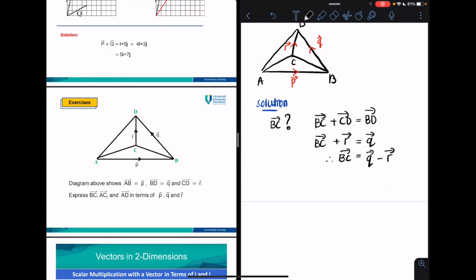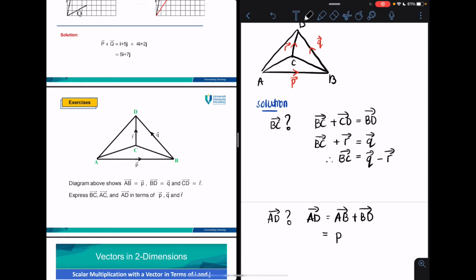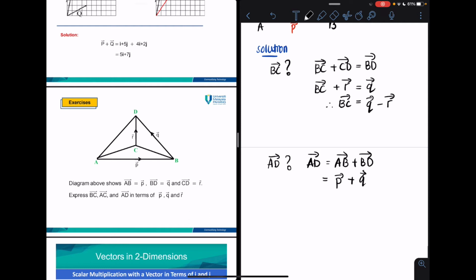And then the question also asks us to form vector AD in terms of vector P, vector Q, and vector R. So vector AD can be found by using this expression: AD is equal to vector AB plus vector BD. In this case, vector AB is vector P, so AD is vector P plus vector Q. So we have solved the second question.